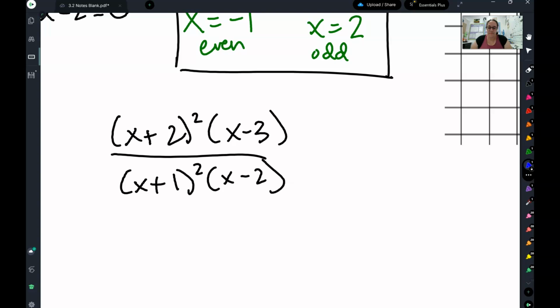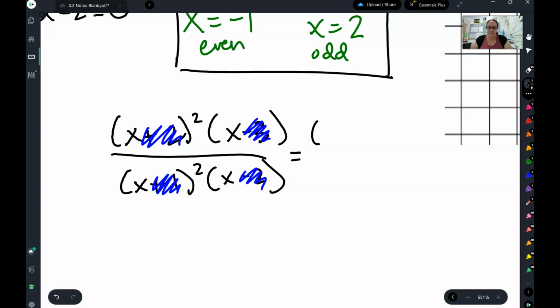So I have this factor here, the leading term is x, so I get rid of the 2. I have this factor here, the leading term is x, so I get rid of the 3. I have this factor here, the leading term is x, so I get rid of the 1. And I have this factor here, the leading term is x, so I get rid of the 2. And now we look at what we have left.